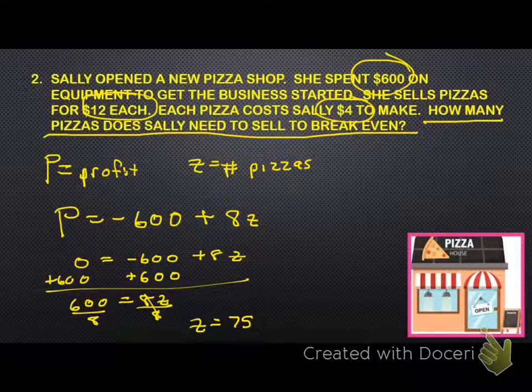Okay. So, what's that 75 stand for? Well, let's be more specific. Sally needs to sell 75 pizzas to break even. Let me say it again. Sally needs to sell 75 pizzas to break even.